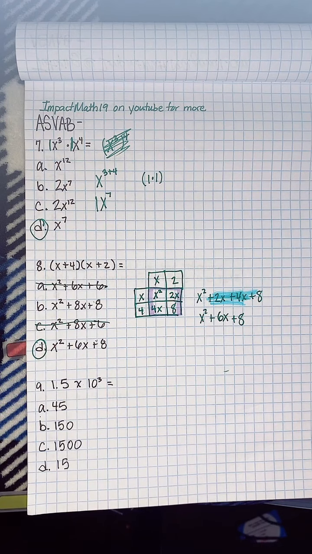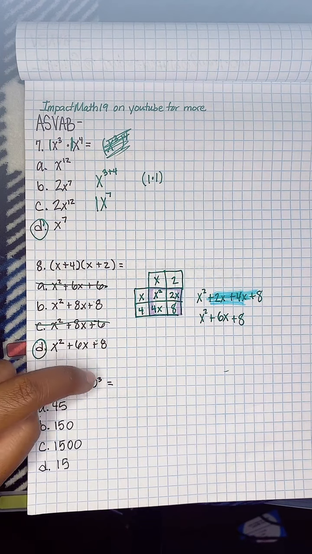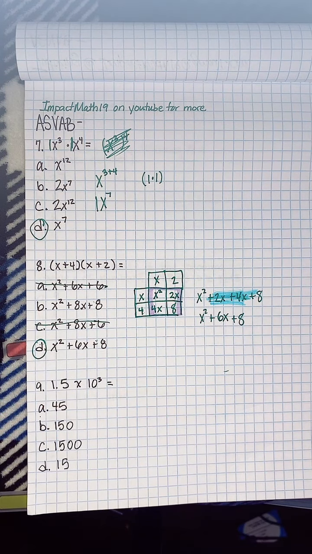Okay, so let's go to number 9. It says 1.5 times 10 to the third power. What do you guys think for this one? C?